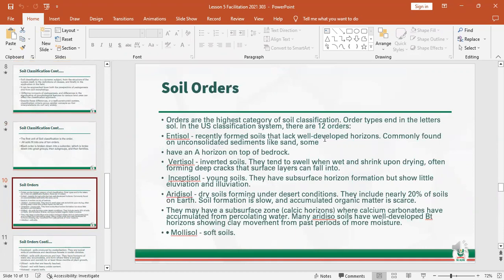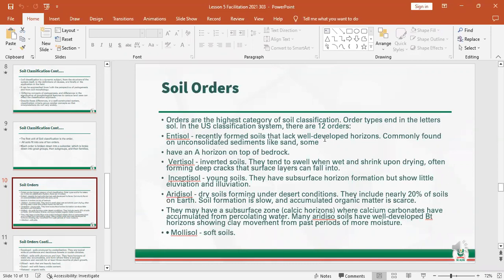As I said, the orders are the highest category of soil classification, and their names end in the letters SOL. So in the USDA classification system, there are 12 soil orders. When we talk about Entisols, we're talking about recently formed soils that lack well-developed horizons.